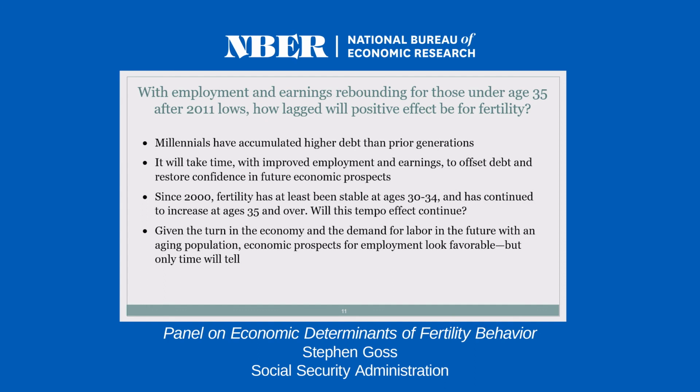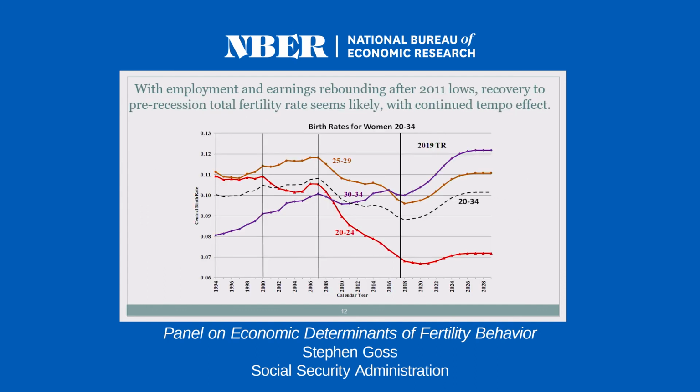On my last little slide here, number 12, you can see what the latest 2019 Trustees Report has been projecting for the birth rates for these three particular age groups, going from 20 up to 35. And you can see we're not really assuming there will be any significant increase in 20 to 24, that many of the effects discussed so far will probably persist toward a new lower level for them.